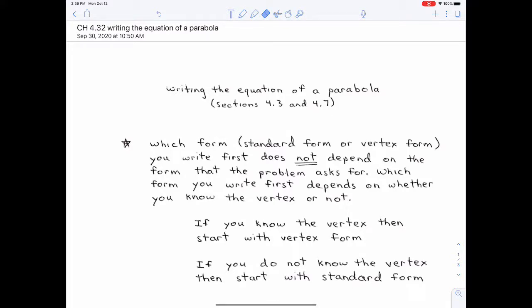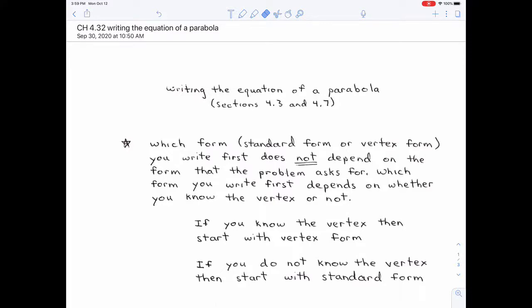Well, it's going to be the same thing here. I can ask you to write standard form or vertex form. Now, you don't necessarily always start with just one of them. It all depends on whether you know the vertex or not. If you know the vertex, you write the vertex form. If you don't, you write standard form. That's it. Do you know the vertex or don't you? Now, what if I give you a problem and I say, write standard form, but you know the vertex? Well, then write vertex form and change it into standard form.